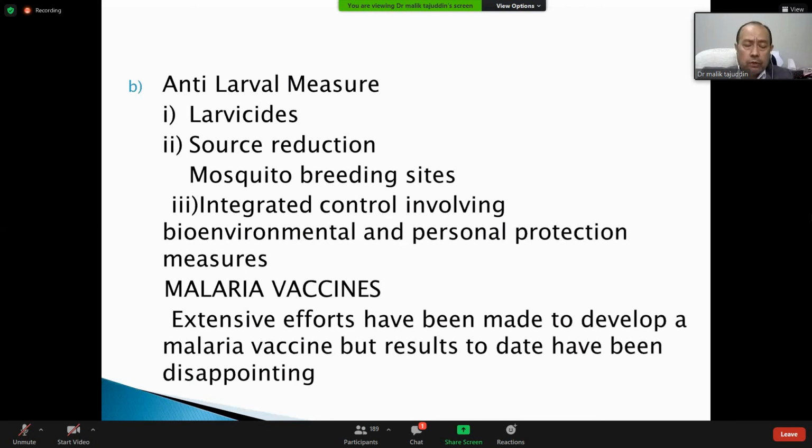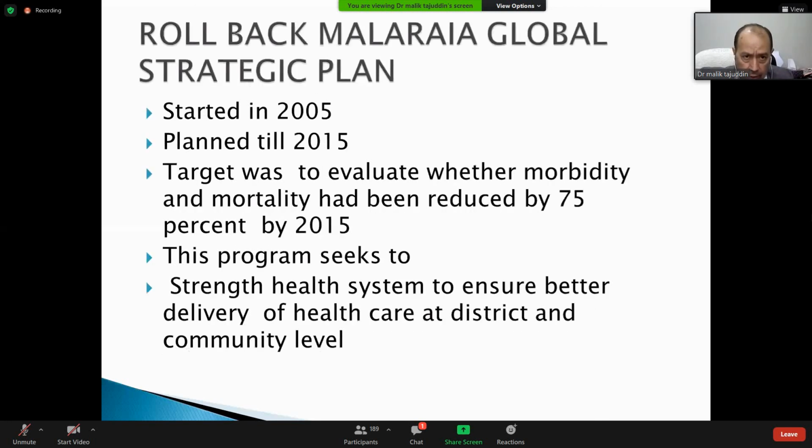Anti-larval measures, larvicides at the breeding places, at the stagnant water, at the pools of water. This causes the source reduction. And then malaria vaccine, which is still not present there. Rollback malaria global strategic plan started in 2005, planned till 2015. It is still continuous, going on.